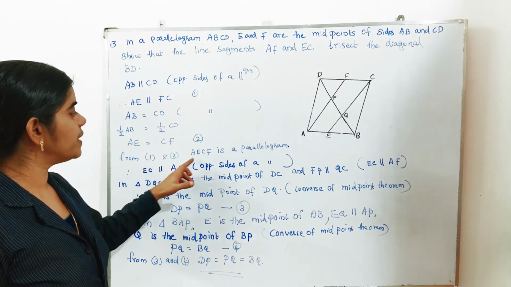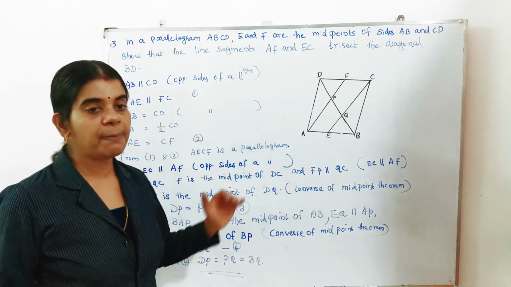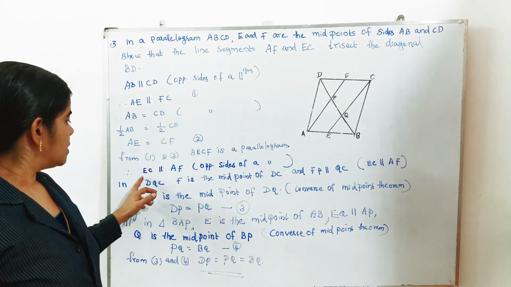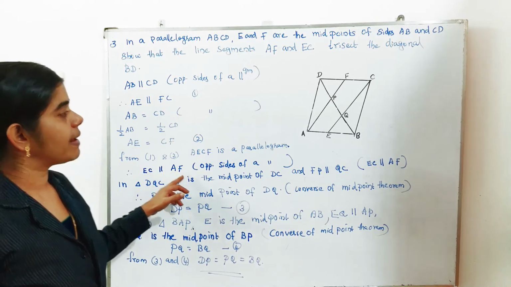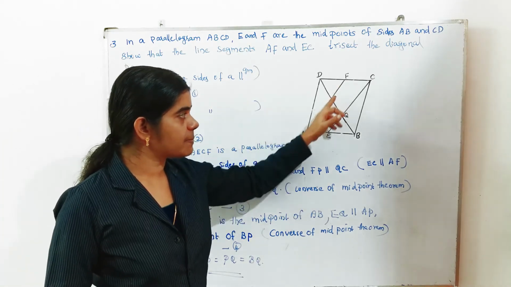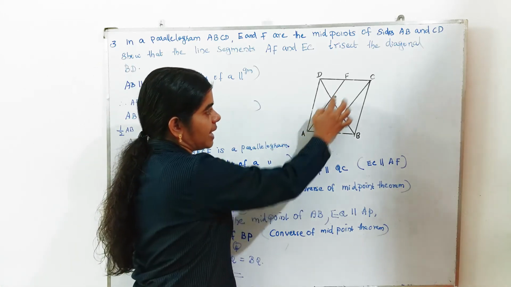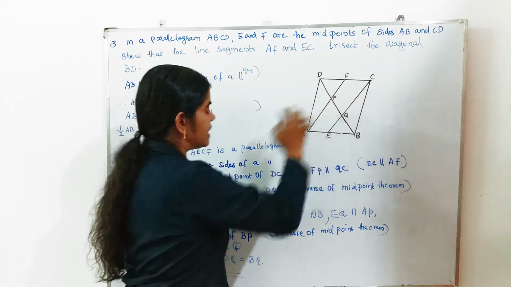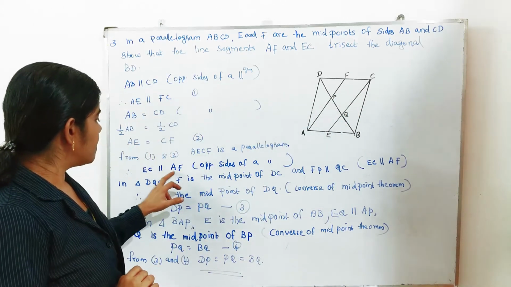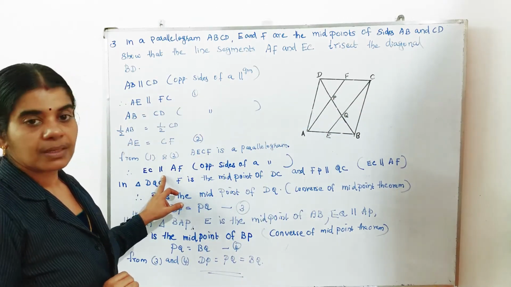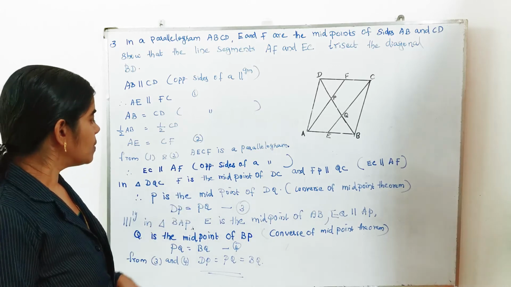Then from 1 and 2 we know that AECF is a parallelogram. So EC is also parallel to AF. Since AECF is a parallelogram, we write that AF is parallel to EC. That we have also written.